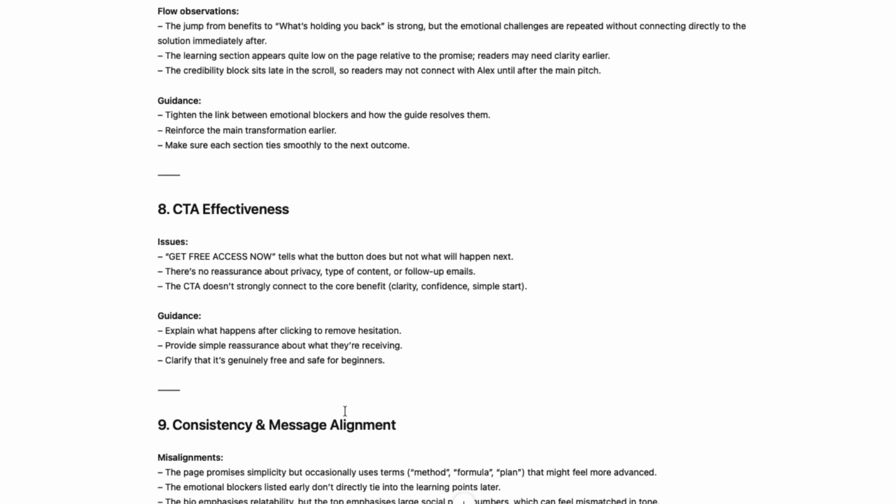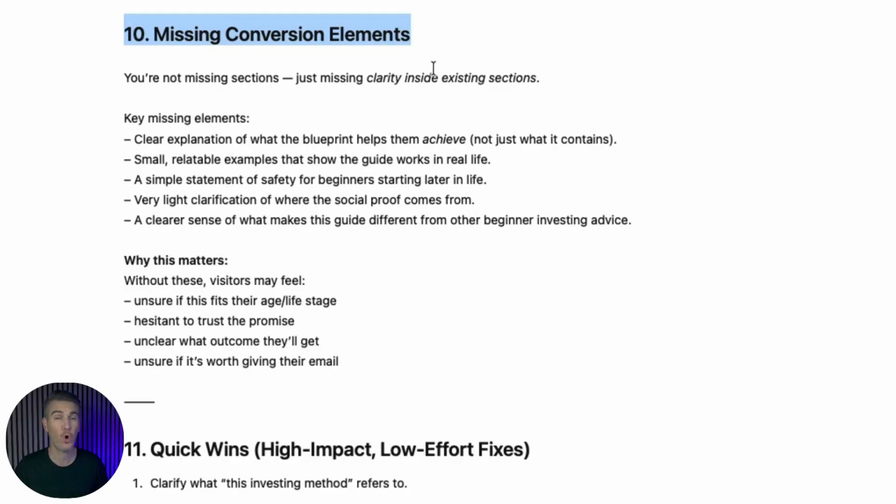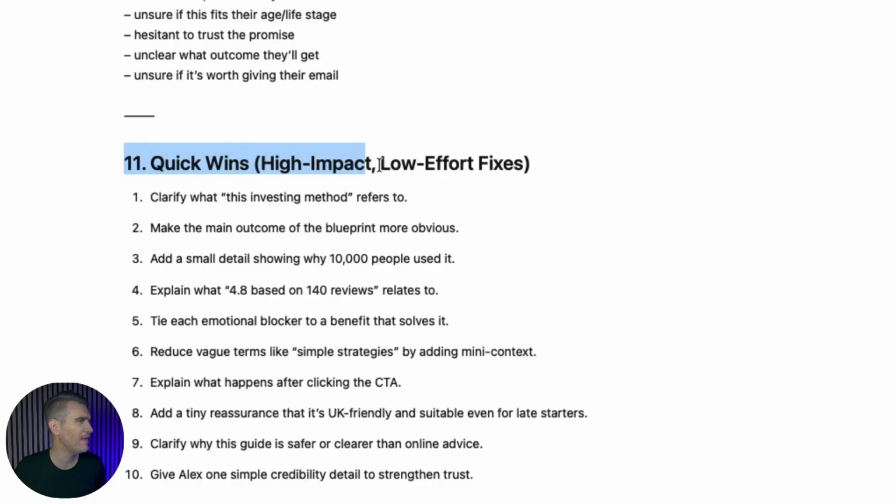I want to draw your attention to a few key sections of the audit. Number 10 is missing conversion elements. So this will highlight any of the core conversion elements that may be missing from the page. So take those considerations on board. It may mean that you need to tweak maybe the layout or add some additional elements to the page. Number 11 is quick wins.